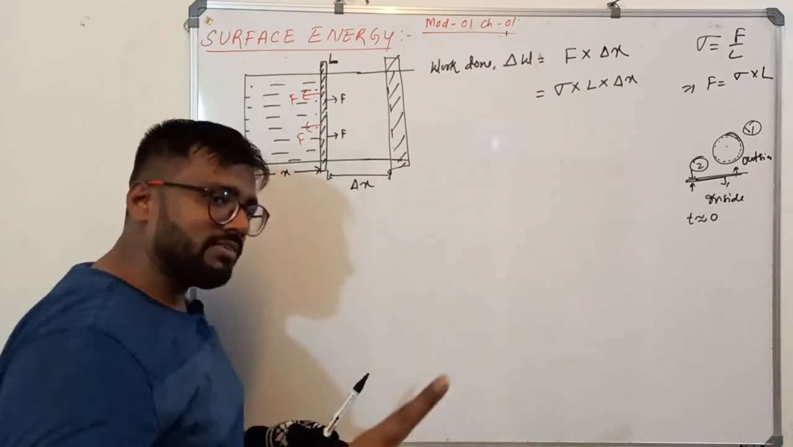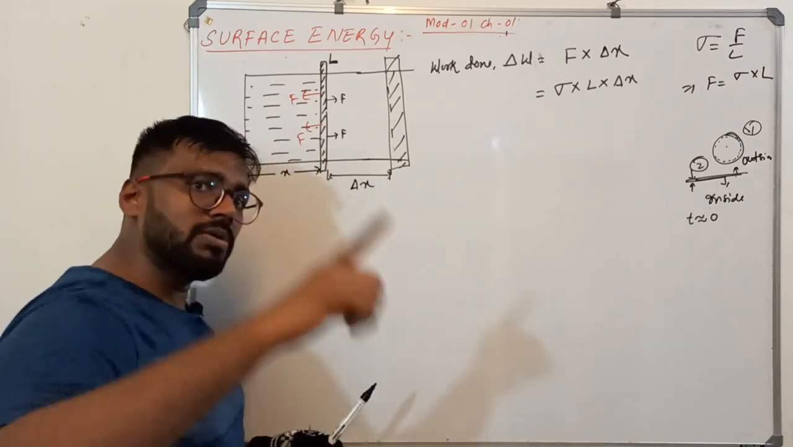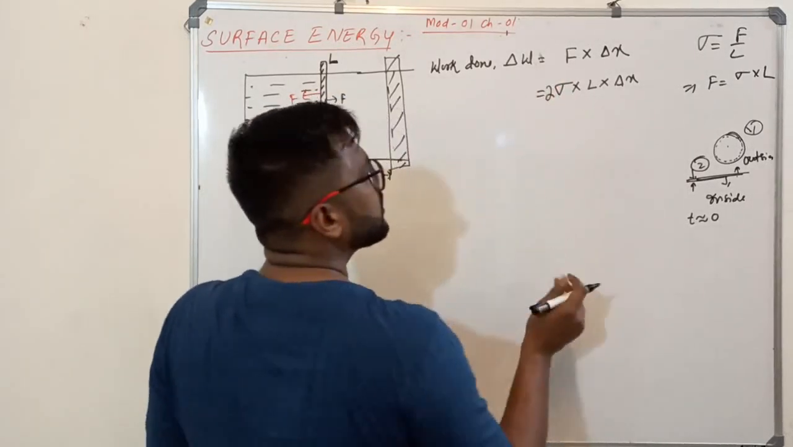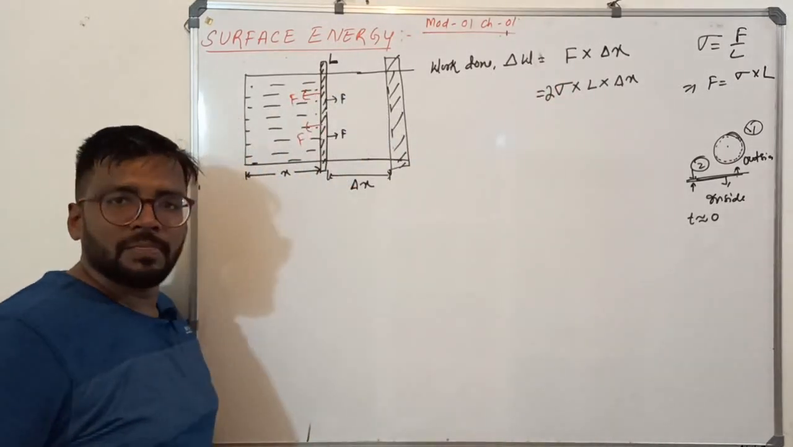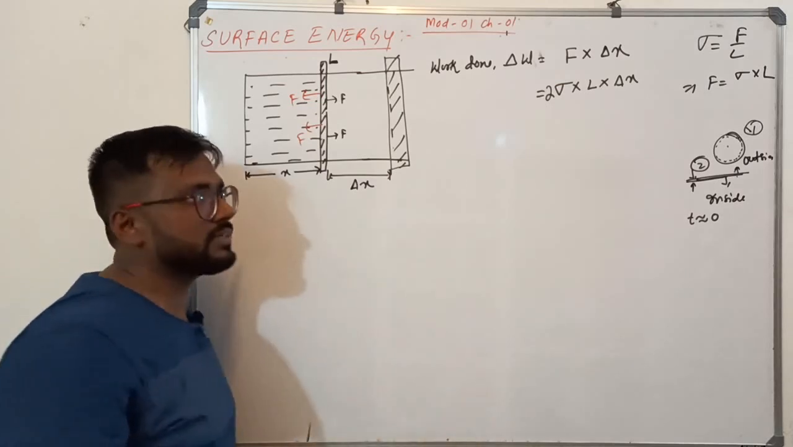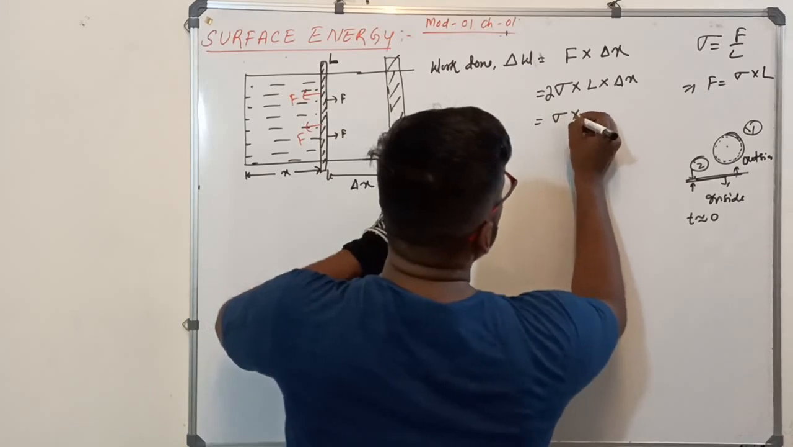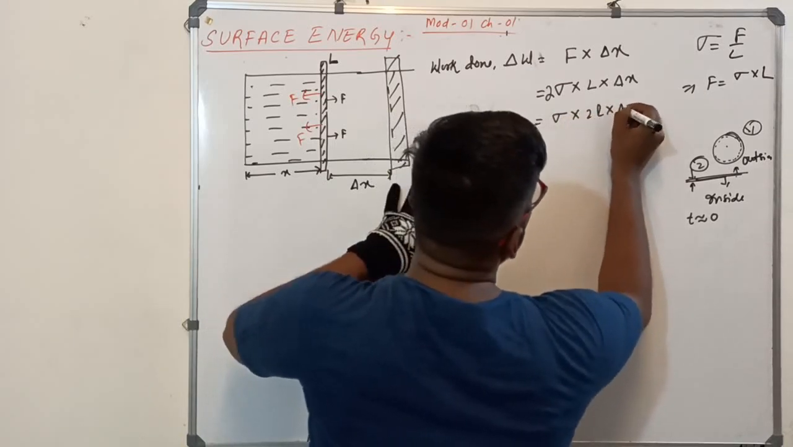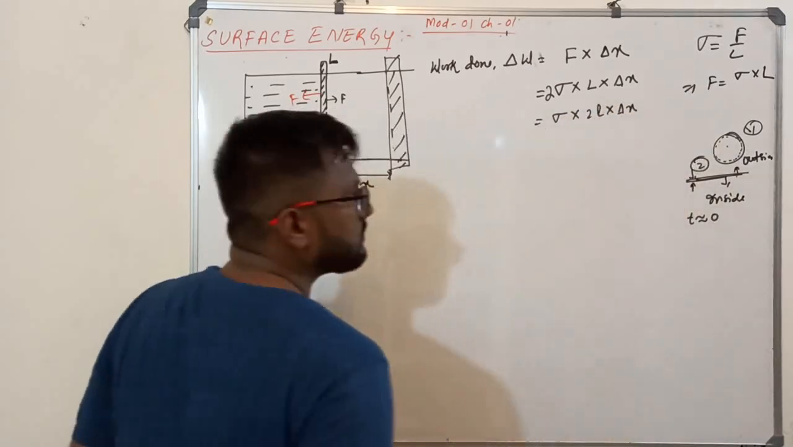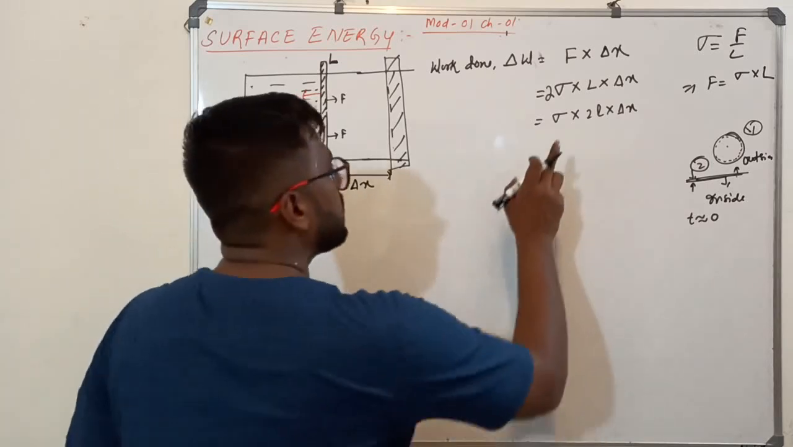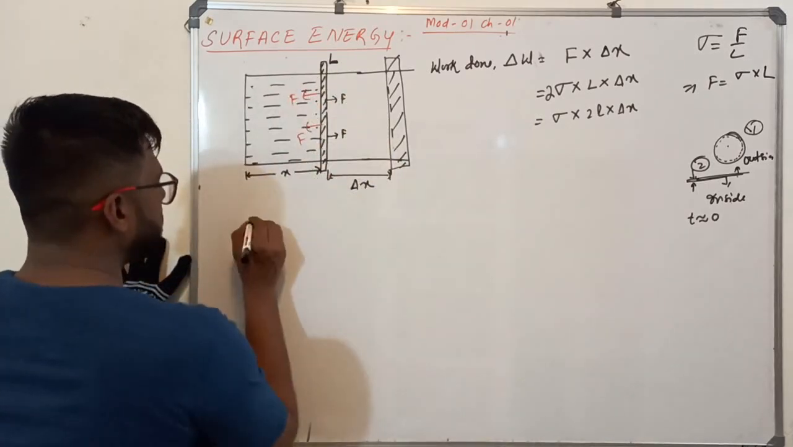Two. So whenever in a question there is a soap bubble, soap film, anything related to soap, you must write 2, because you have two surfaces. So 2 into sigma into L into delta x. Can I write it like this? Sigma into 2L into delta x. Understood?